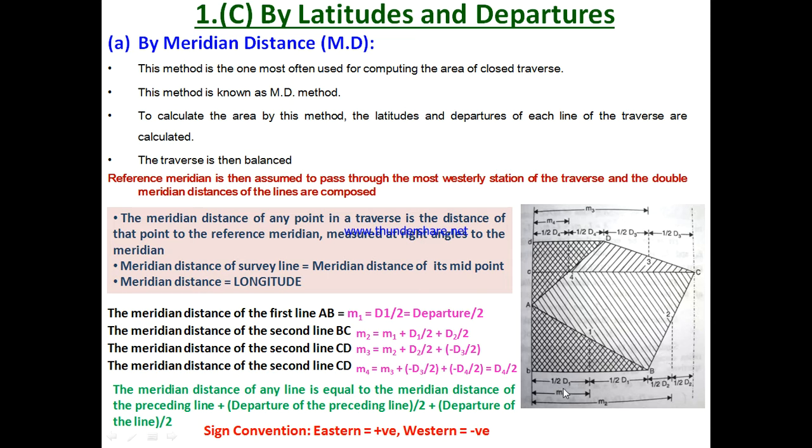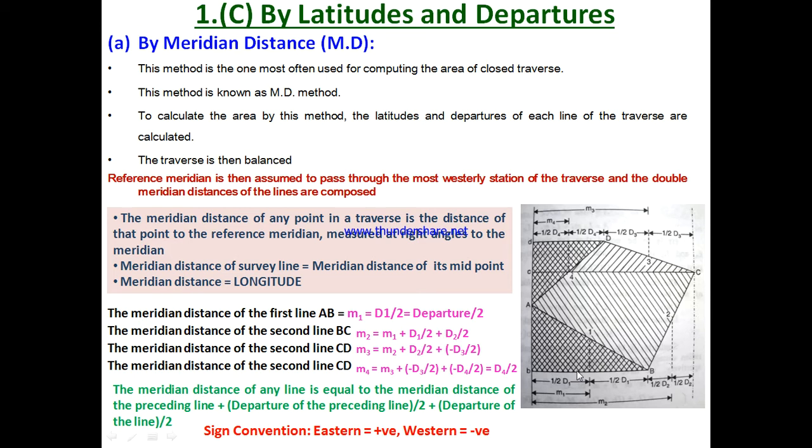So in terms of measurement, the value of meridian at point 2, or M2, will be equal to m1, that is d1 by 2, plus d1 by 2, this distance, plus this distance, the mid distance of further line BC, that is half d2. So in total m2 will be equal to m1 plus d1 by 2 plus d2 by 2.